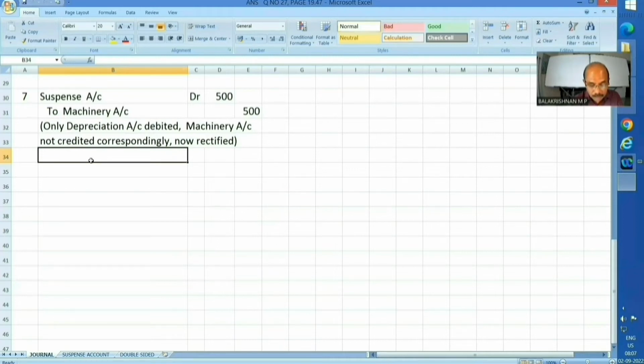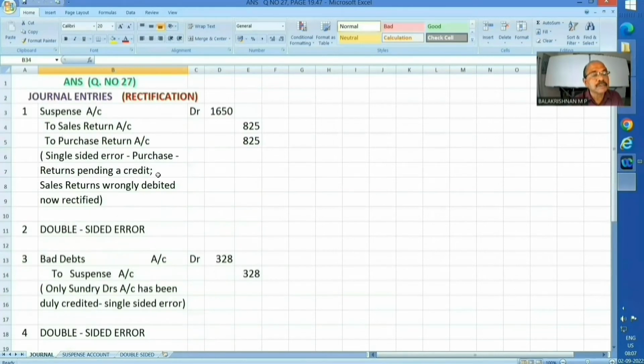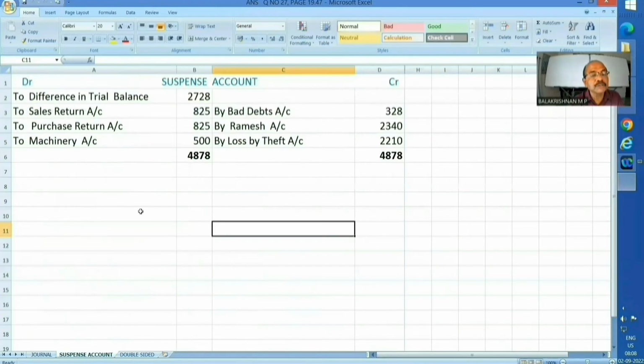Well, students, now let me explain how these entries are moved to the suspense account. First one, suspense account debtor 1,650. Well, that is debited 1,650 and credited to two different accounts of 825 each. That is shown here. Suspense account debtor to sales return account 825, to purchase return account 825. And this balance, of course, has been given at the initial stage of the sum itself. The sum itself says that a trial balance showed excess credit of rupees 2,728, which was placed in the suspense account. Later on, the following errors were located.